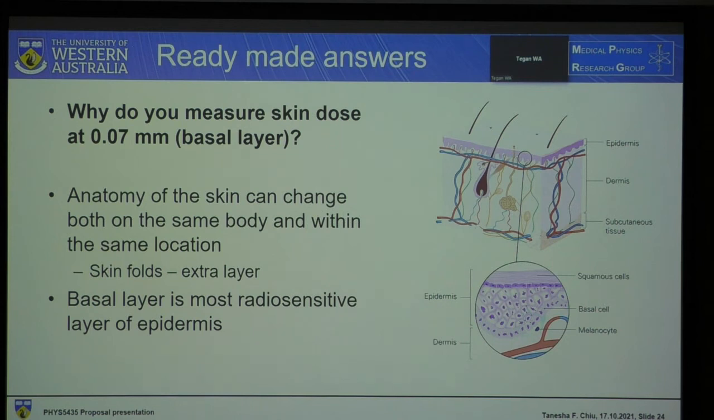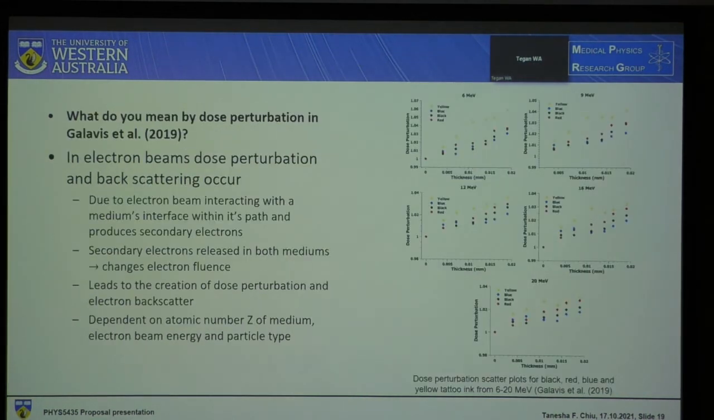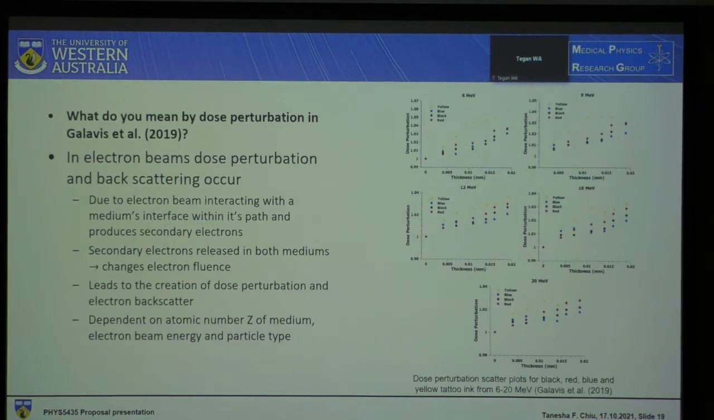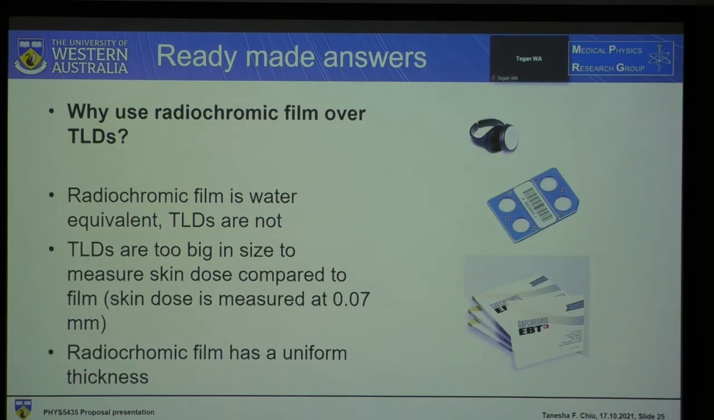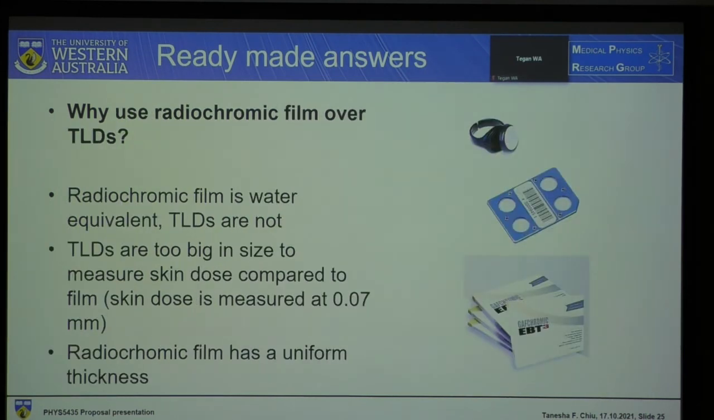So I noticed in the publications there are a few different measures that they use to measure the skin dose. Is there any particular reason that you've chosen film for your project to use to measure that skin dose? Great question. I have also prepared a slide for that. Why use radiochromic film over TLDs? Or any other dosimeter for that matter, aka ion chambers.